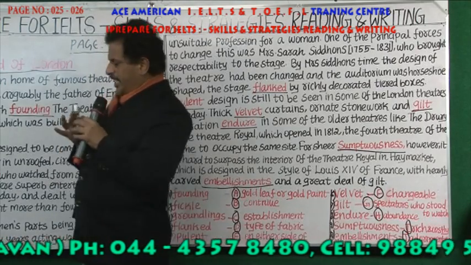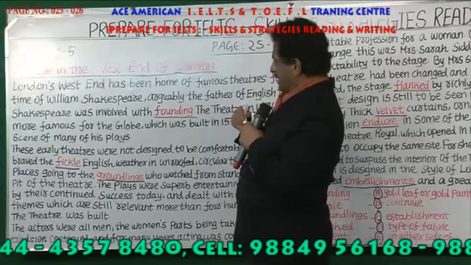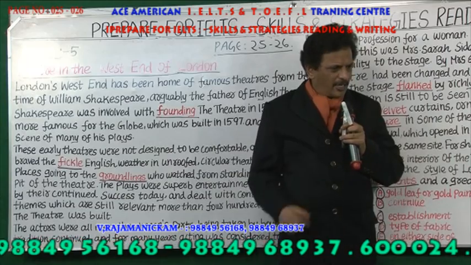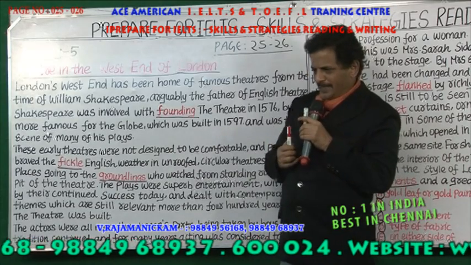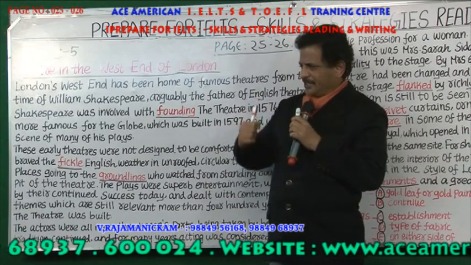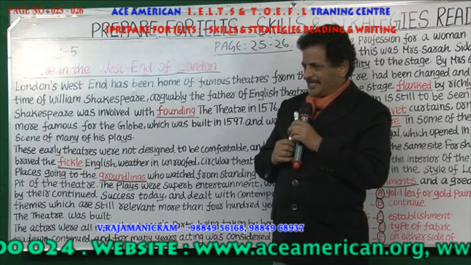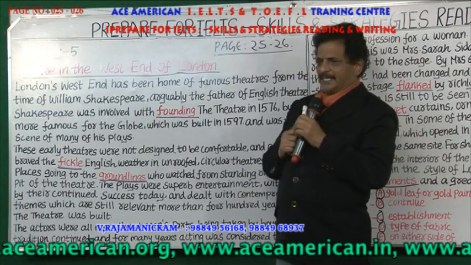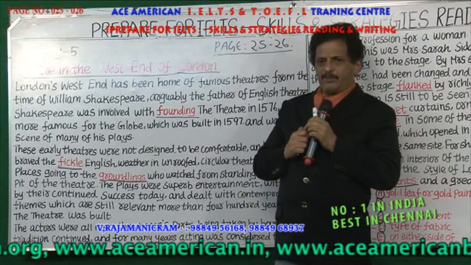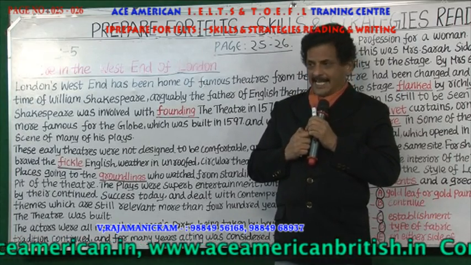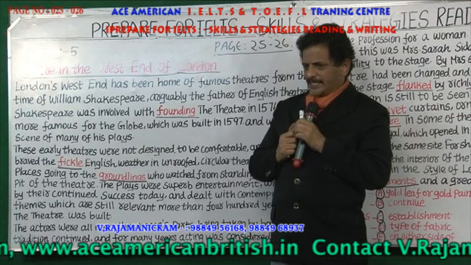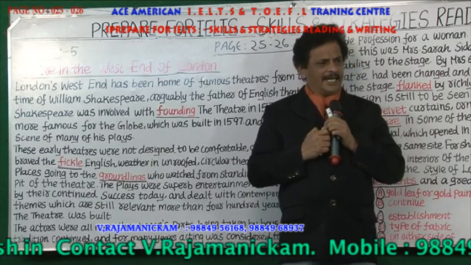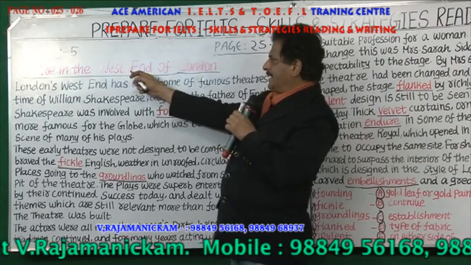See the essay, what is given here? In activity 5, page numbers 25 to 26: Theatre in the West End of London. You know which is London? Where is London? It's the capital of England. England can be called the United Kingdom, British, UK. So London is the capital of the UK, the United Kingdom, or England. You call it England, you call it United Kingdom, you call it British Empire. So the capital of the United Kingdom is London. Does everybody understand that?